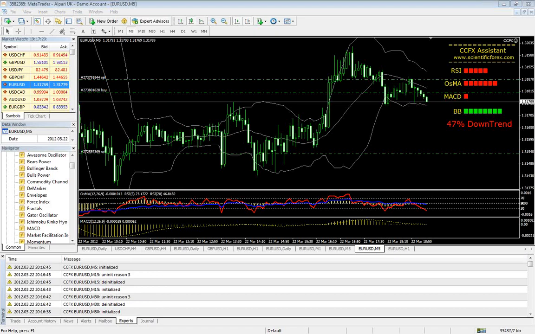Is it okay to put CCFX in a separate chart window, to move it from the price chart view and give more room? Yes, you can put it anywhere you like. Just remember, it's an EA, it's a trading assistant, and it's under Expert Advisors, not in the indicators.